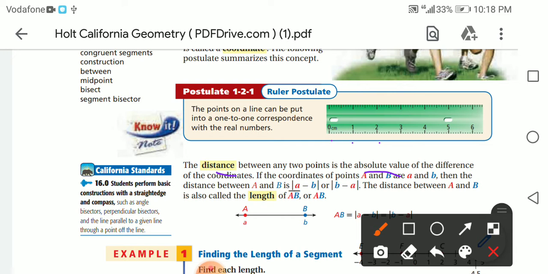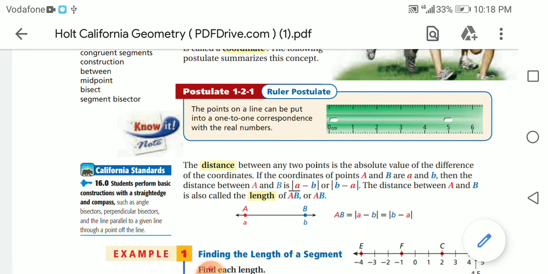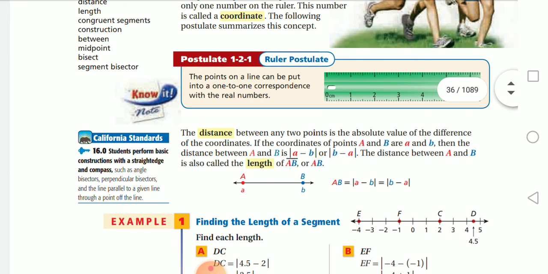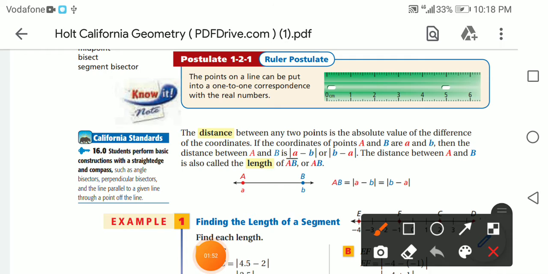Absolute value means this: the absolute value of positive 2 gives me 2, and the absolute value of negative 2 also gives me 2, to get rid of the negative. So the distance between any 2 points, as you see, is the absolute value of the difference of the coordinates.